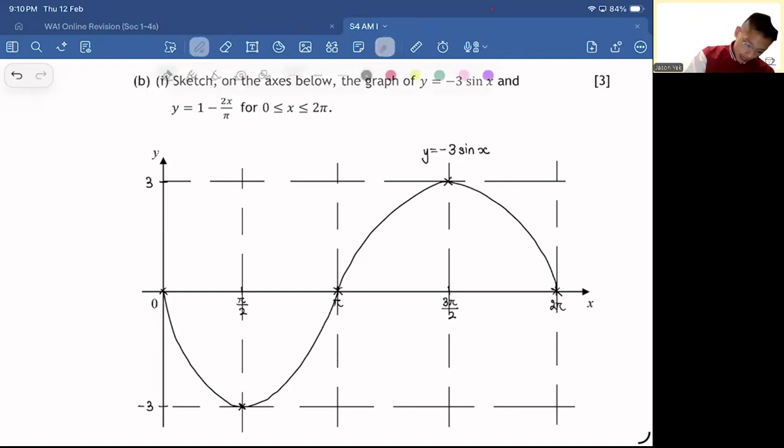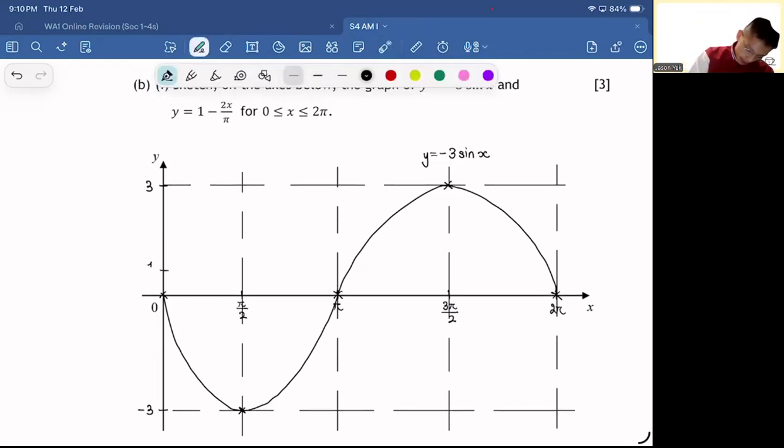So, first one, of course, we love the value 0 because it makes everything disappear. So maybe here. Second one, maybe you sub in pi: 1 minus 2 pi over pi, 1 minus 2, which is minus 1. So over here. Then last one, 1 minus 2 times 2 pi over pi, which is 4 pi over pi. 1 minus 4, which is minus 3. After that, draw a line.